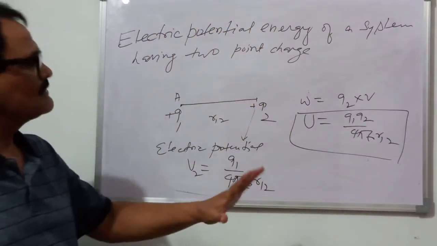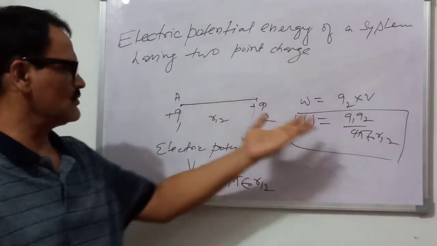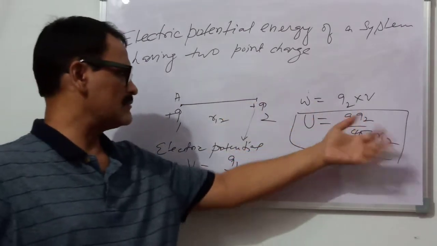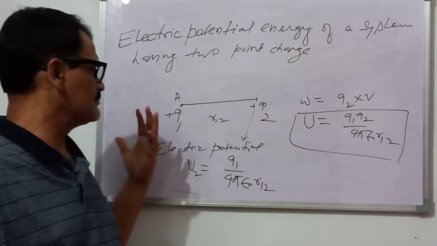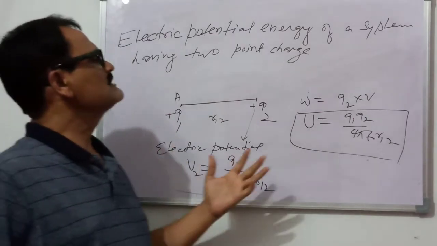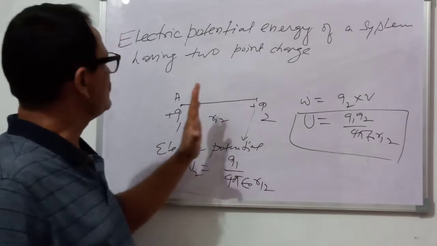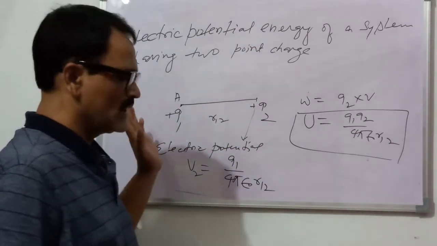Now you are free to select the sign of Q1 and Q2. If Q1 is negative, we will put the negative sign here. If Q2 is also negative, then the negative will become positive. So you are free to choose the sign of Q1 and Q2, whichever is given in your question. So this is the electric potential energy of a system having 2 point charges.